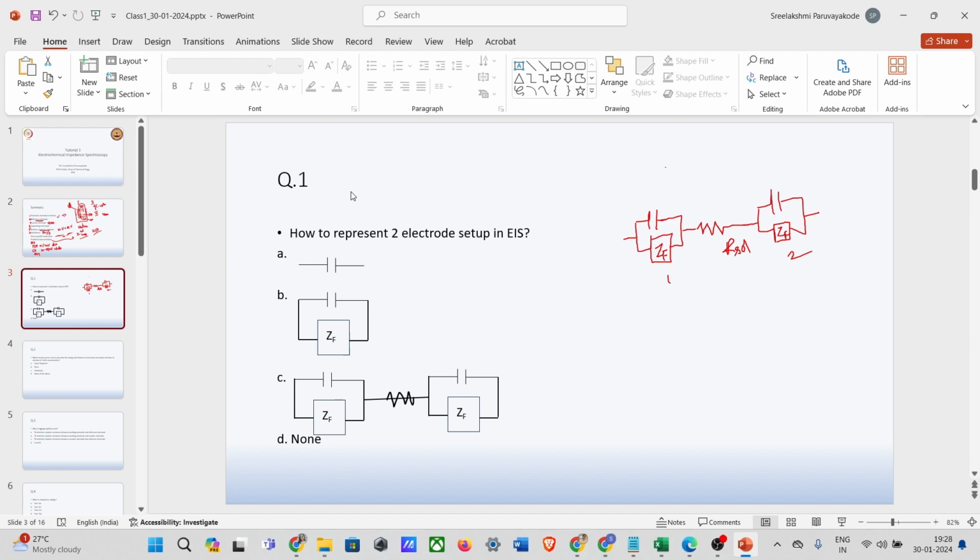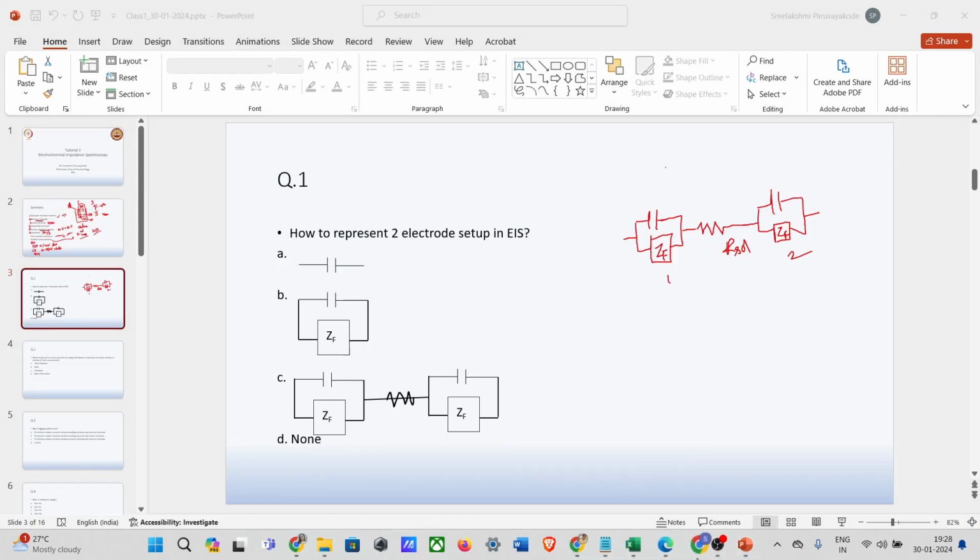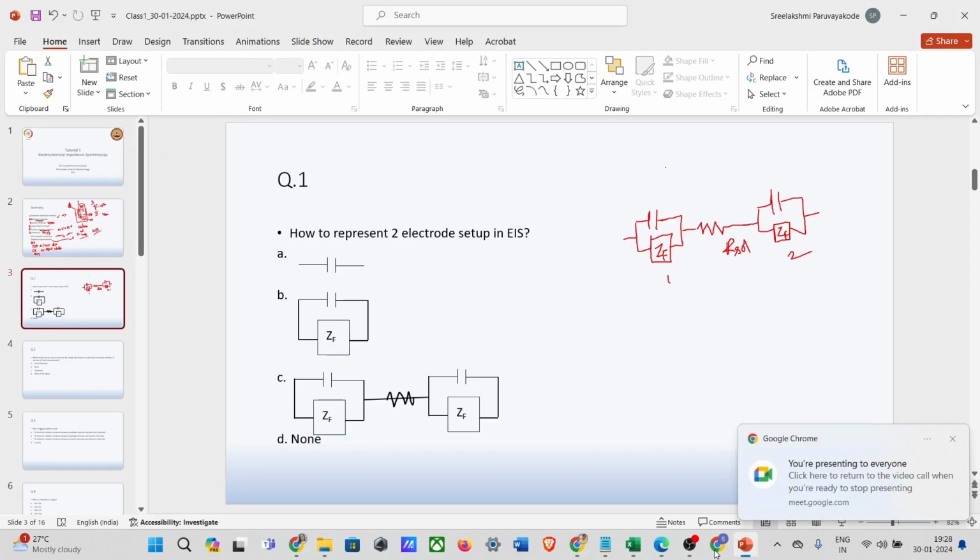Option B then. Option B. Anyone else? Anyone else? I think one single resistance and a single RC. Single resistance and single RC. Okay. Someone else? Anyone?